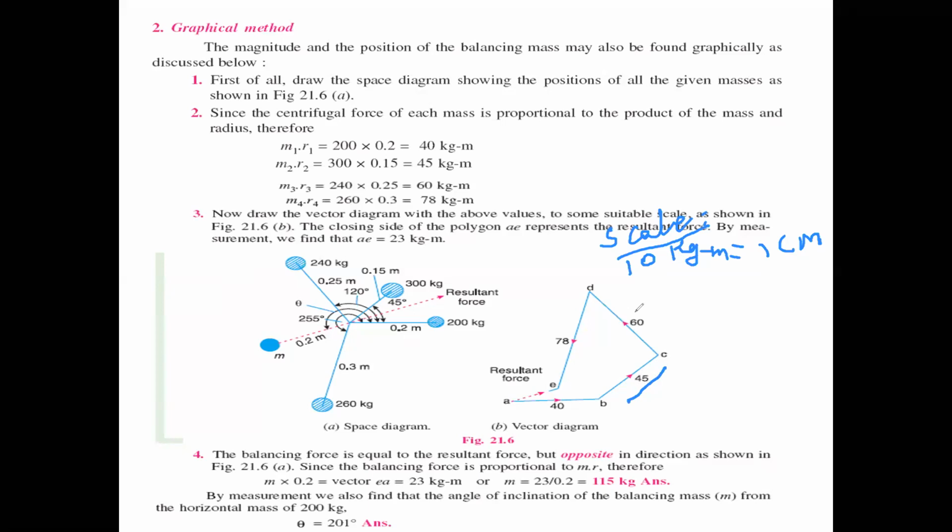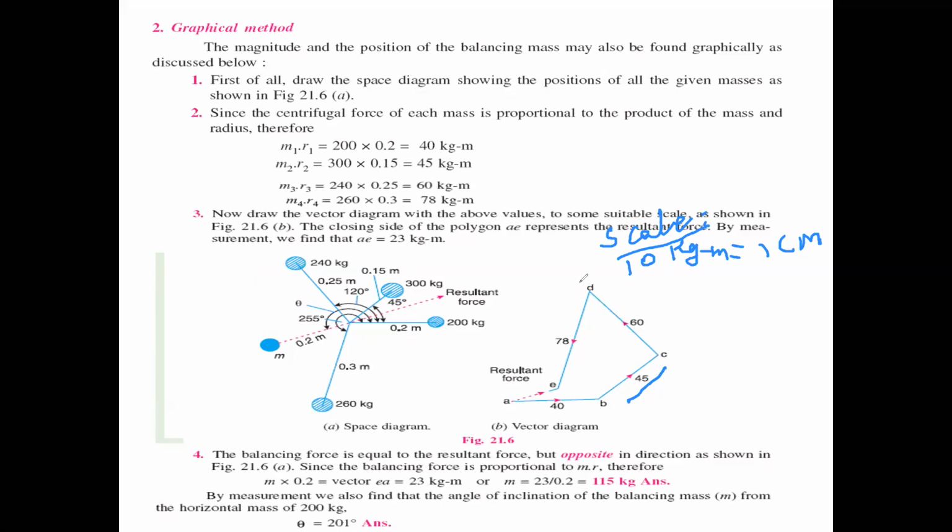FC3 is known. FC3 is 60 kg meter, so that means 6 centimeters, with the direction of our M3. That is 120 degrees with reference to the horizontal. So CD is there, and the value is 60. FC3 is 60.